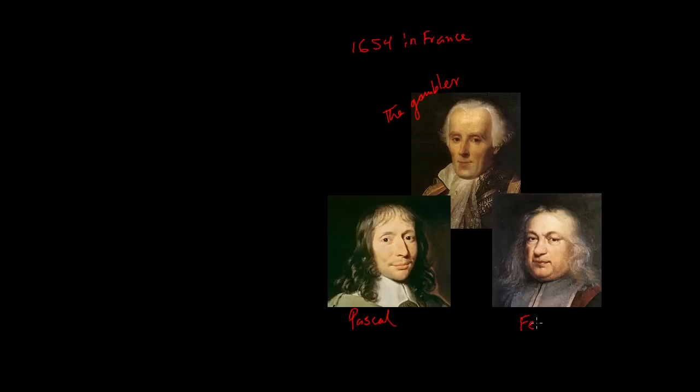in turn wrote letters to Pierre Fermat, and through 5 letters they actually created probability and the science of probability. Of course, they were also interested themselves. It's not that it was only after Antoine Gombaud said that, but they were also interested themselves. And in 1654 in France, they created this very important branch of math called probability.